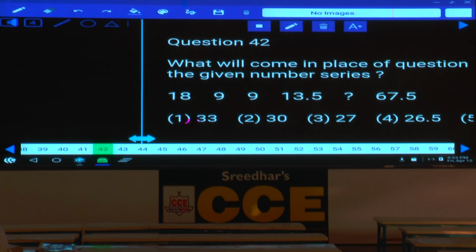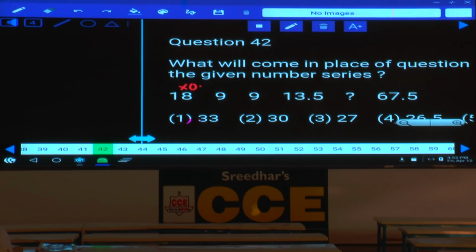Then coming to question number 42. Here the numbers decrease first, and from there onwards they increase. What is the pattern here? 18 into 0.5 is 9, 9 into 1, then 9 into 1.5 which is 13.5, and the next one must be into 2. 13.5 into 2 is 27. This is question number 42, choice 3.